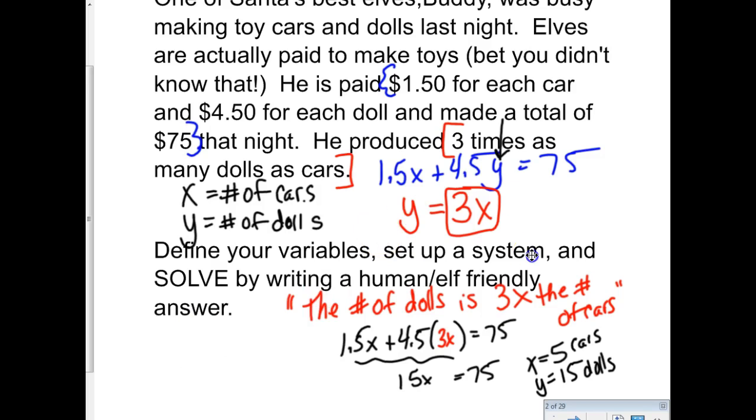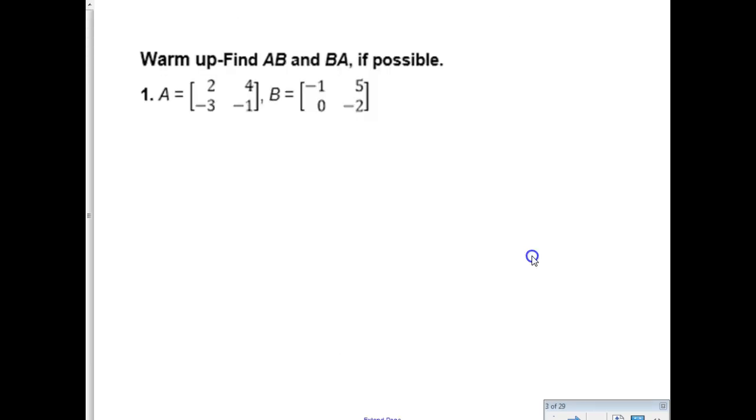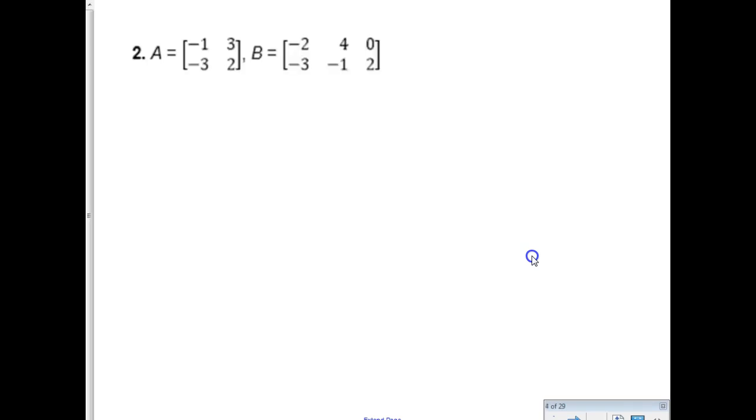It would say, you know, he made 5 cars and 15 dolls last night. That would be a great sentence. All right, as far as warming up, that was it for us today.